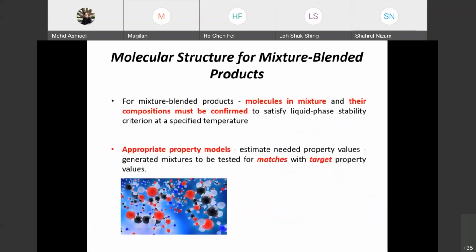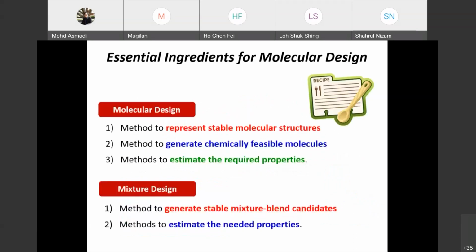So it's just general knowledge. Molecular structure for the mixture blended products. If you look here, the molecules in the mixture and their composition must be confirmed, and also must be matched with the target property values for designing the mixture blended product. And the essential ingredient for the molecular designs.